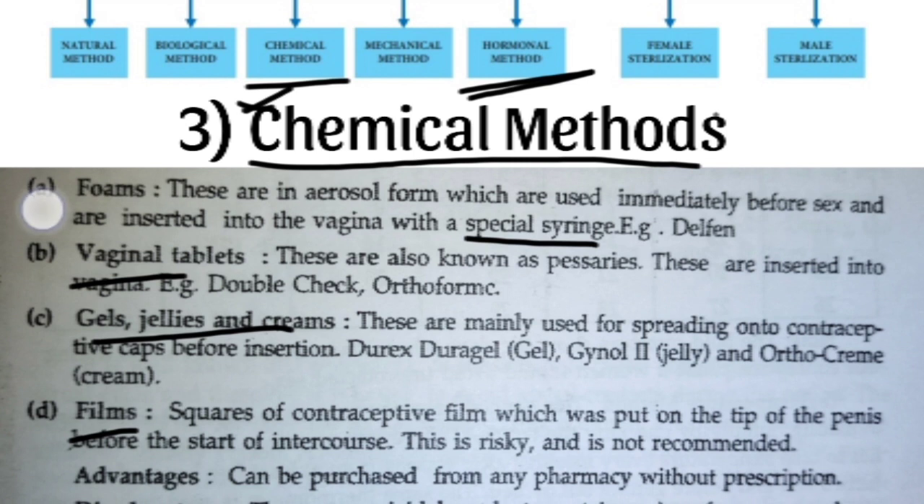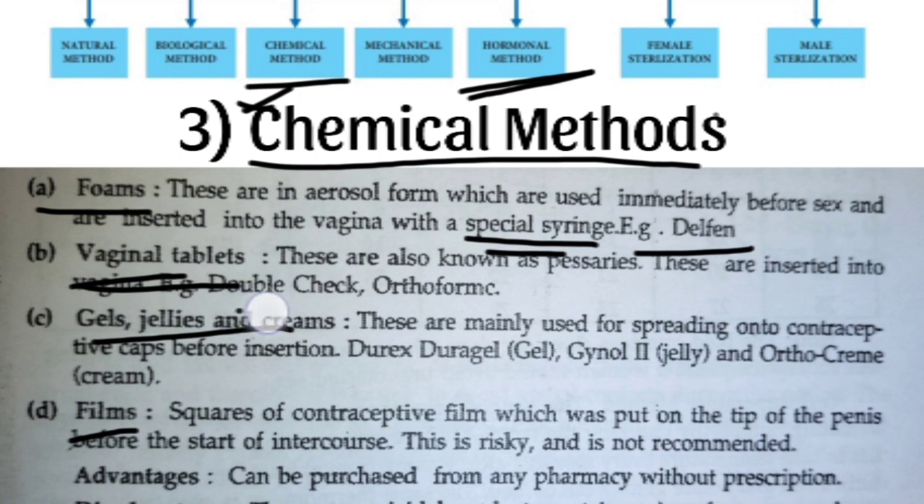In the chemical method, the first method is the foam method. Here we introduce the chemical into the vagina of the female. For this we have an example, Delfin. Then vaginal tablets. Here the tablet is inserted into the vagina, and it makes the environment acidic in nature, so that the sperm which enters will die and pregnancy will not occur.